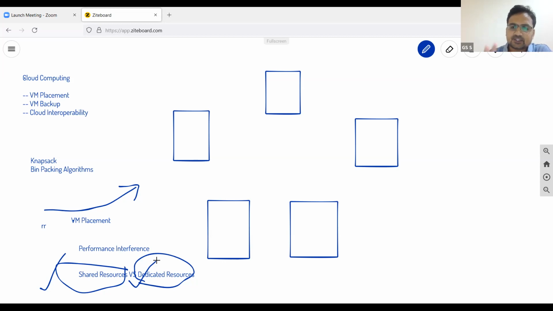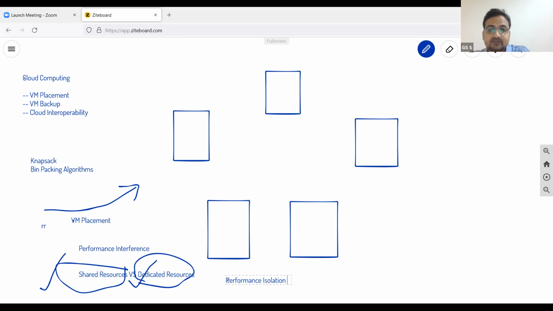Now the solution should be in between, not fully shared, not fully dedicated. Some of it is shared. So sharing should happen in such a manner that we are able to minimize the performance interference. That situation is known as performance isolation. Let us isolate the resources as much as possible.